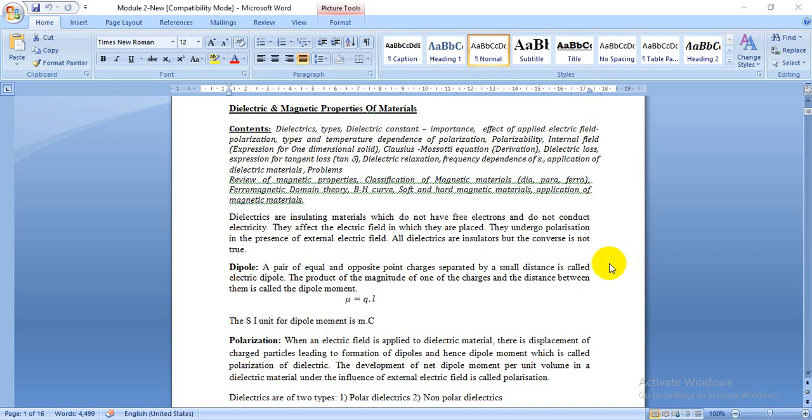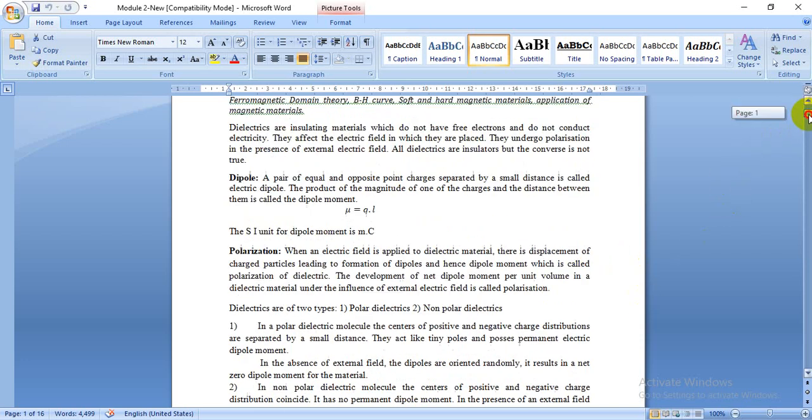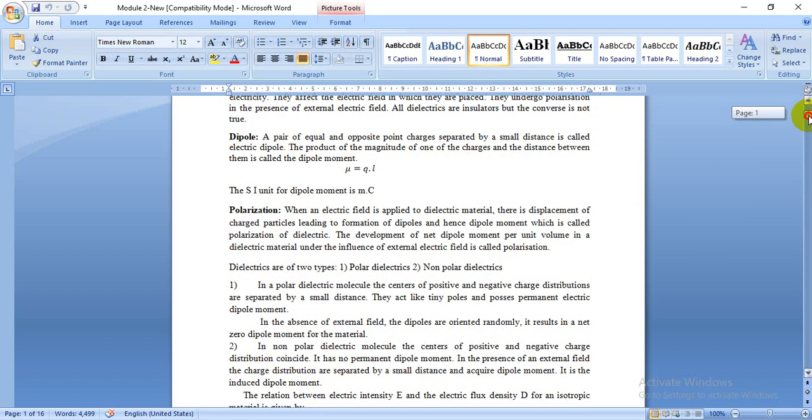Now I'll share the screen also. The screen is visible to you. The dipole moment is denoted by the letter mu. So mu equals Q into L. Here Q is, as I told you, any one of the charges, either plus Q or minus Q. What is the unit? We know the unit for charge is coulomb, and length is meter. So the unit for dipole moment is coulomb meter.